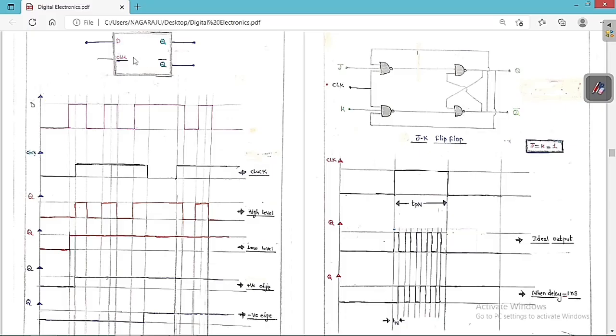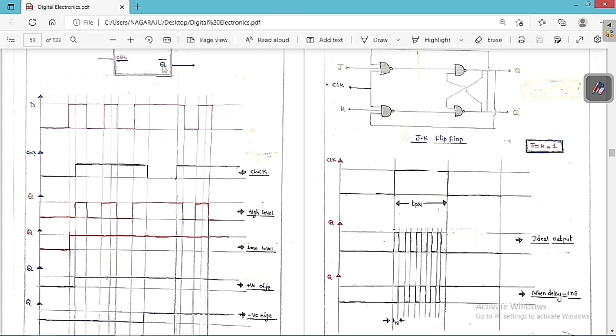Now we are going to discuss the D flip-flop. You can see clearly this is D, this is Q and this is Q bar. This is the clock signal. Now I am going to give a random D input like this.